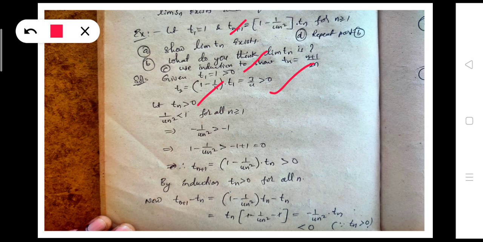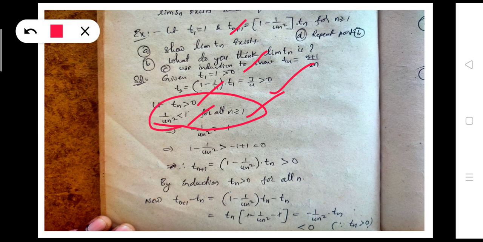We consider 1/(4n^2) is less than 1 for all n greater than or equal to 1. Suppose n is equal to 1: 1/4 is less than 1, which is true. For n equal to 2, 4 times 4 is 16, and 1/16 is also less than 1. So this is true for all n greater than or equal to 1.